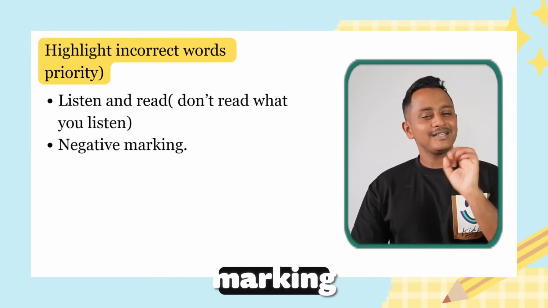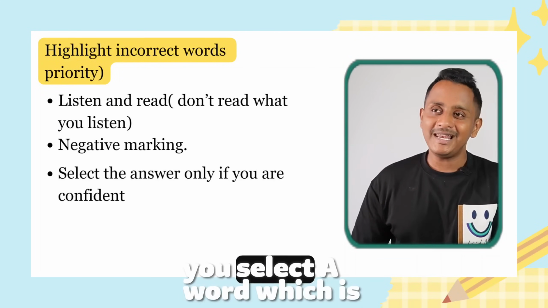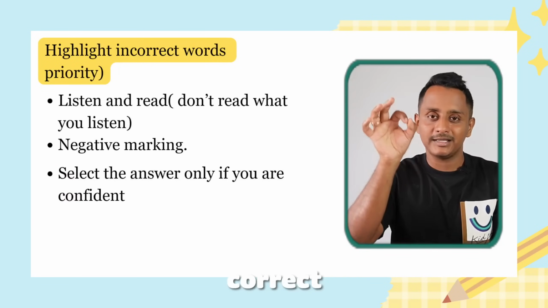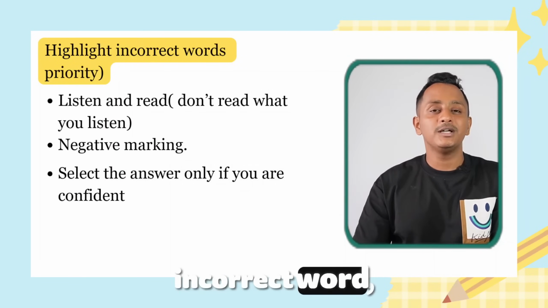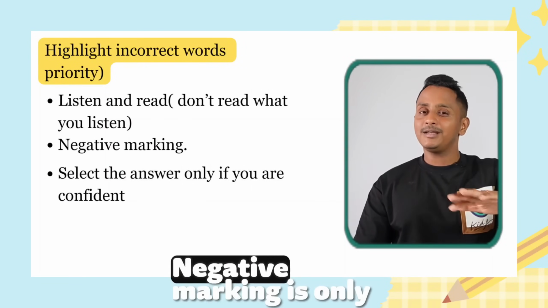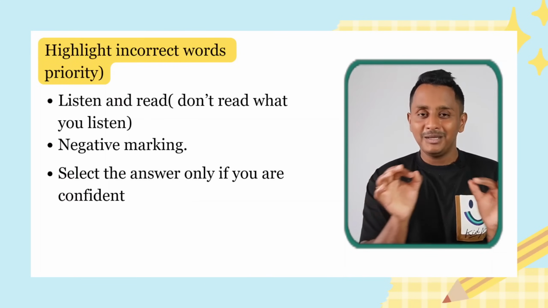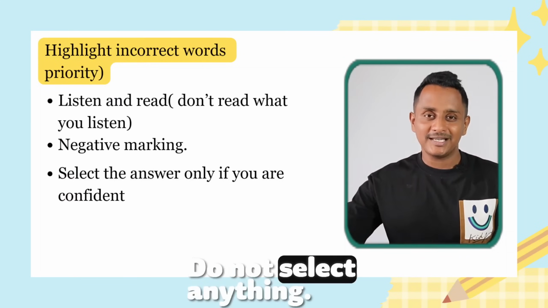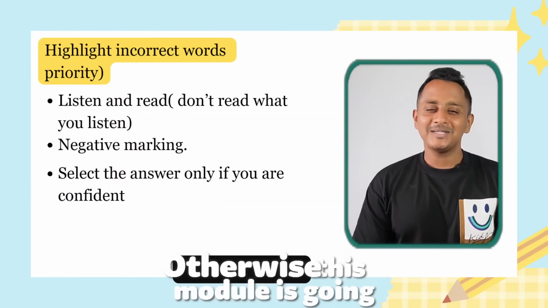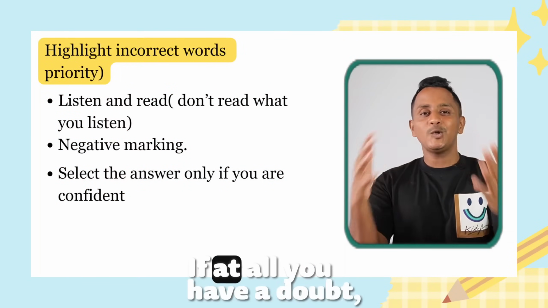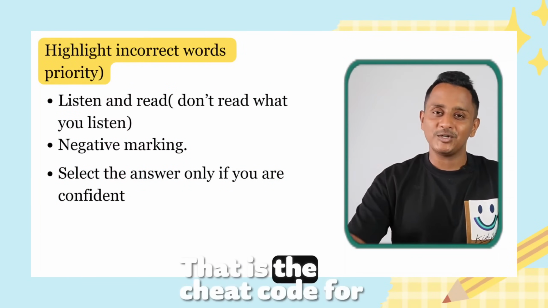Also, there is negative marking here. Negative marking is only when you select a word which is not an incorrect word. But if you don't select the incorrect word, you don't have negative marking. Negative marking is only when you select something which is not an incorrect word, meaning in doubt, don't select anything. Hope you are getting it. Otherwise, this module is going to be an easy one. Just try to be very confident and do it. If at all you have a doubt, don't select. That is the cheat code for this module.